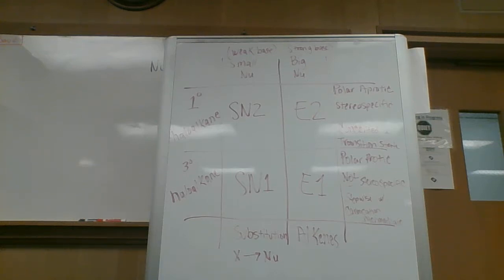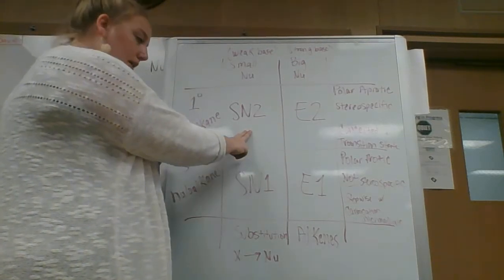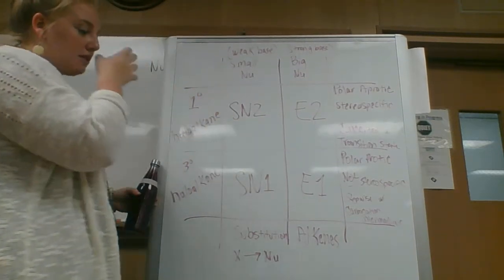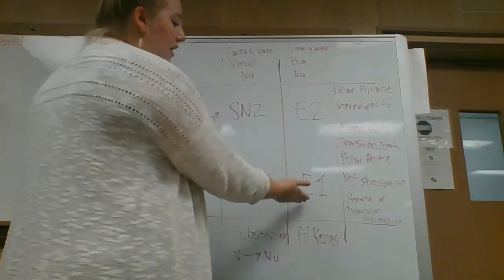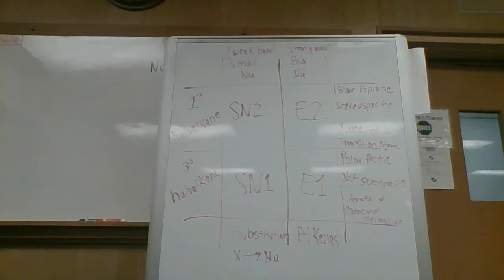So is SN1 the only one that makes a racemic mixture? Yes. These only end up with one type of product. So you couldn't have racemic if you only had one type of product. And with alkenes you can't have enantiomers, so you wouldn't be able to form them. So yes, SN1.